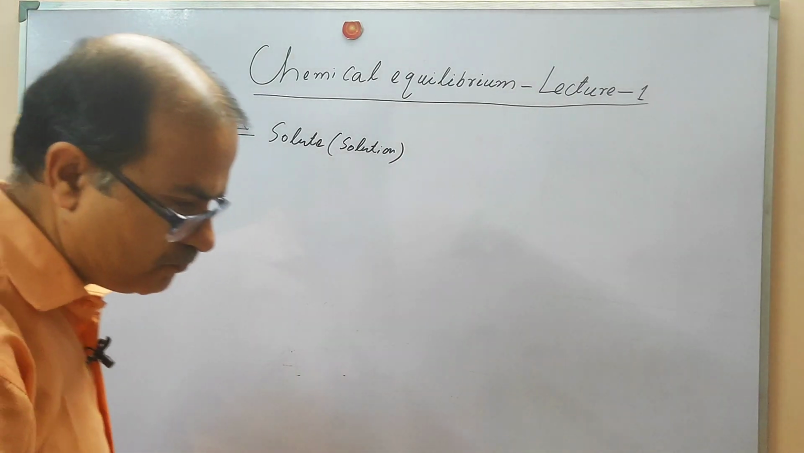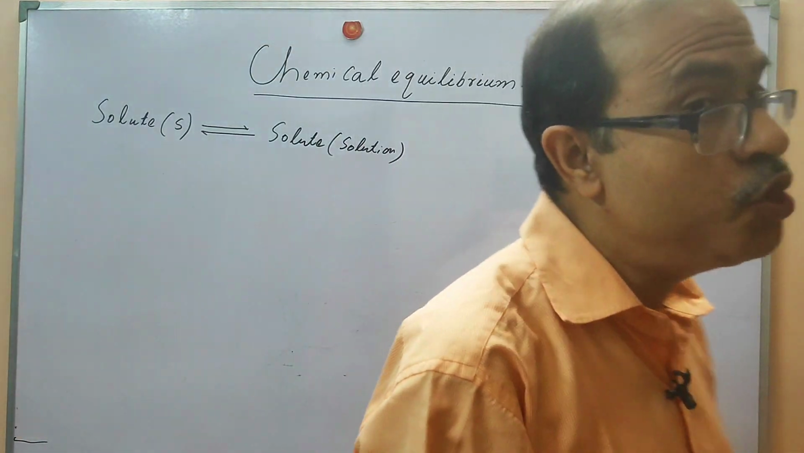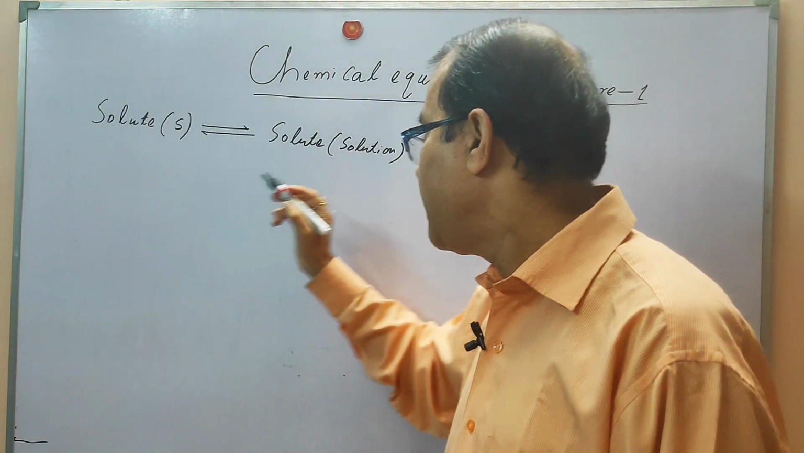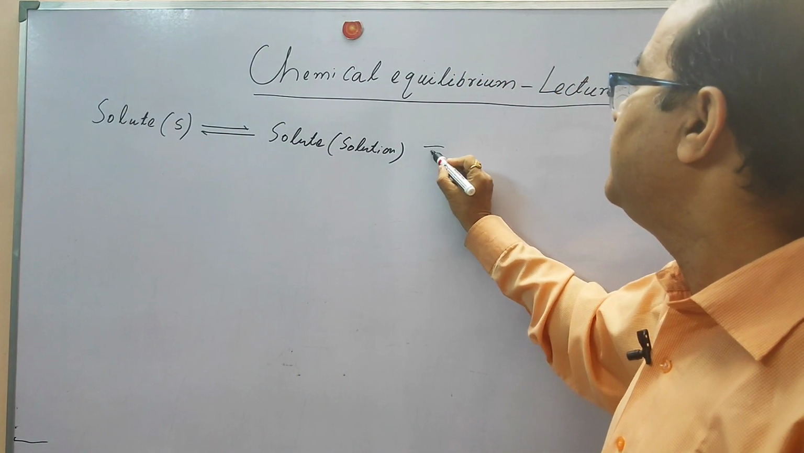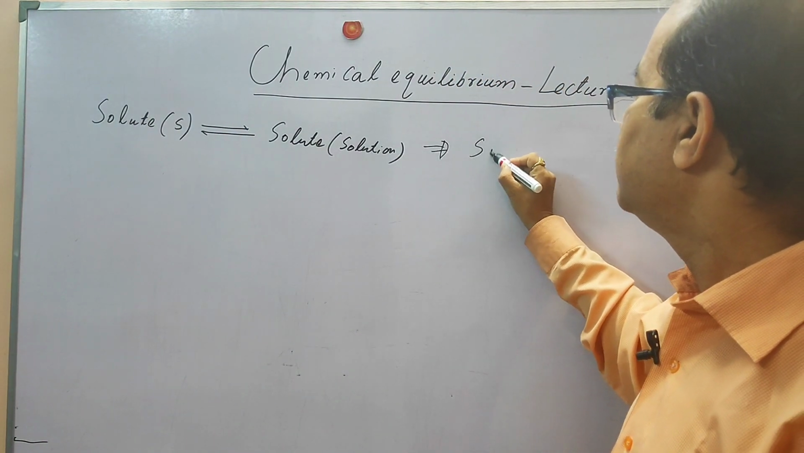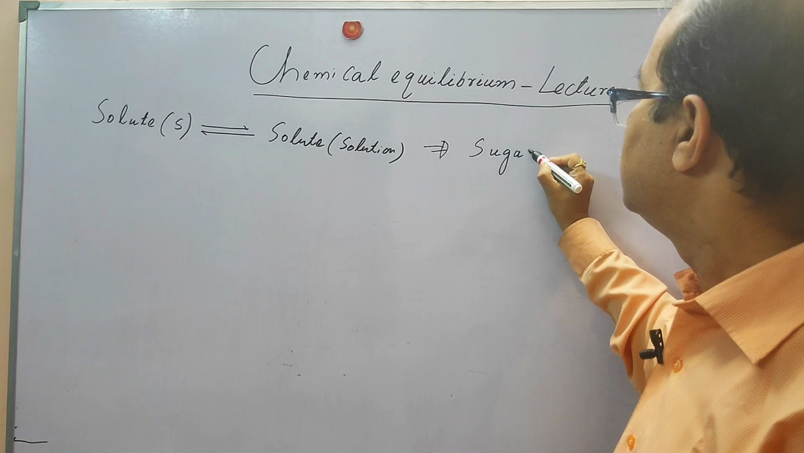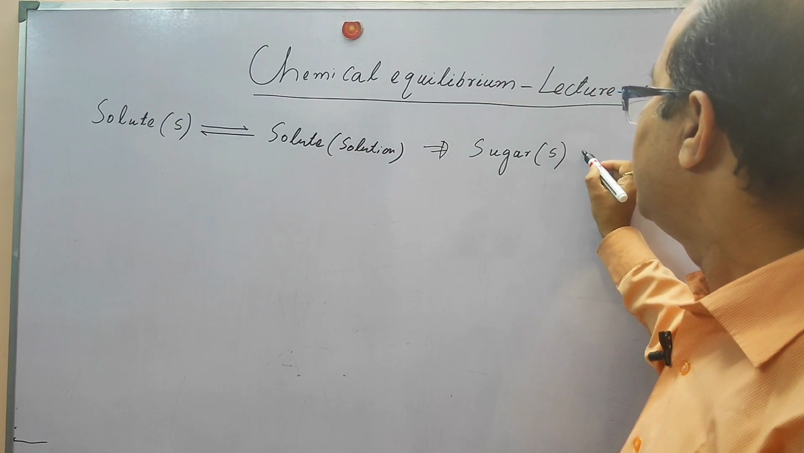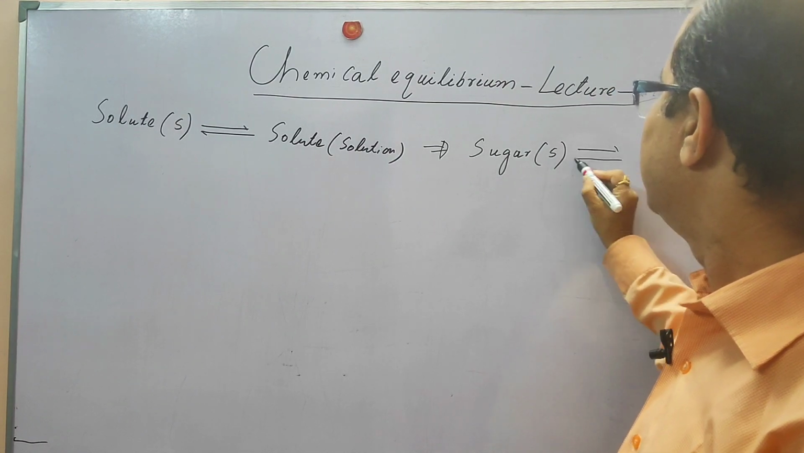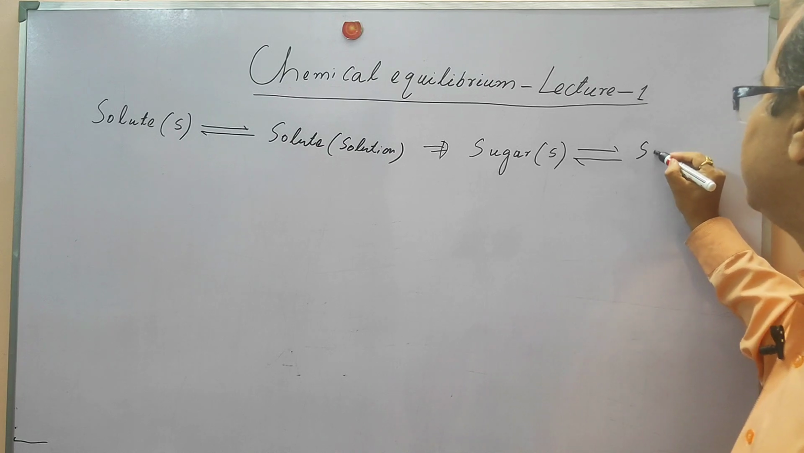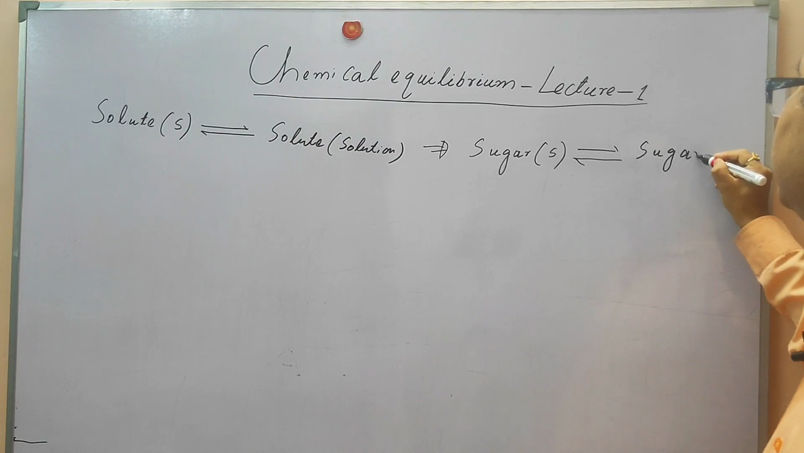This is one of the physical transformations that we are going to discuss: solute and solid. S means solid and solute means solution. The example is sugar solid and sugar in solution.